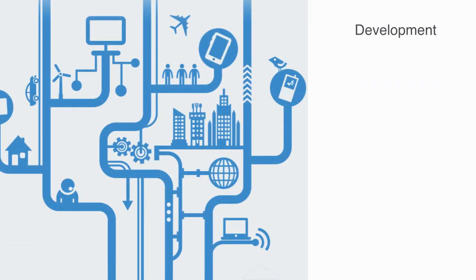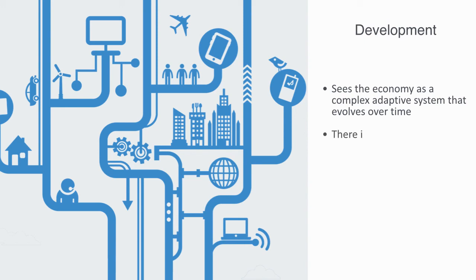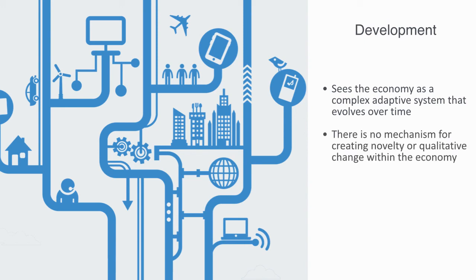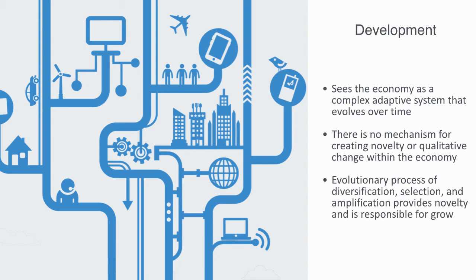Complexity economics sees the economy as a complex adaptive system that evolves over time. In standard economic theory, there is no mechanism for creating novelty or qualitative change within the economy. In the complex economy, the evolutionary process of diversification, selection, and amplification provides the system with novelty and is responsible for the growth in order and complexity over time.